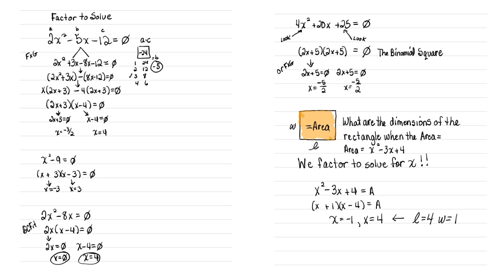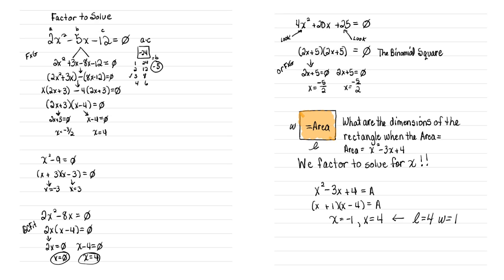In a real life situation here, we can use this for finding the area of a rectangle. What are the dimensions of a rectangle when the area equals x squared minus 3x plus 4? Well, again, what we want to do is find a real number for the x here. We factor to solve for x. So we know that length times width equals the area. So we have x squared minus 3x plus 4 equals the area.